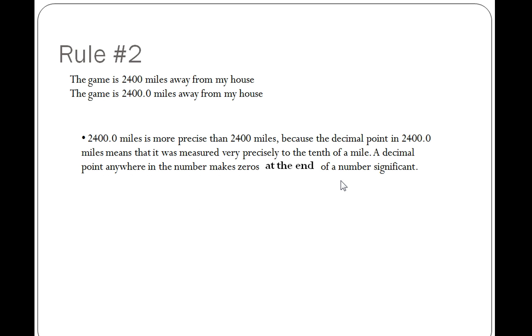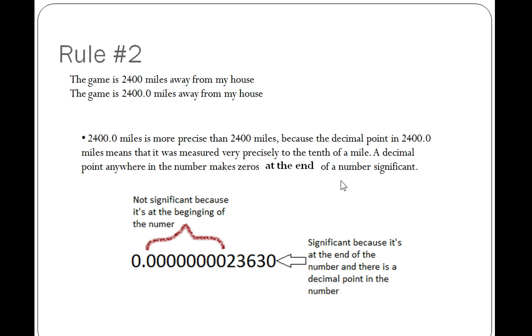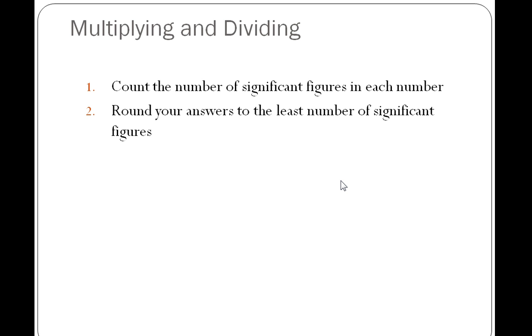Rule number 2. As you can see, the 2,400.0 miles is more precise than 2,400 miles because the decimal point in 2,400.0 miles means that it was measured very precisely, and it was measured to the 10th of a mile. So a decimal point anywhere in the number makes zeros at the end of a number significant as well. In this example, you can see that the beginning zeros are not significant, but the zero at the end is significant because it's after numbers and after a decimal point as well.